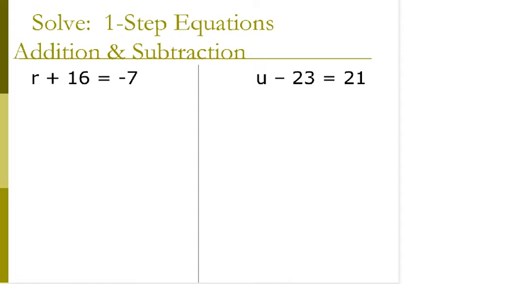So if we have the equation on the left, r plus 16 equals negative 7, we want inverse operations. So we remember, for addition, the inverse of addition is subtraction. So we're going to have to subtract. And just as before, whatever we were adding is what we're going to subtract. So since we add 16, we're going to have to subtract 16.